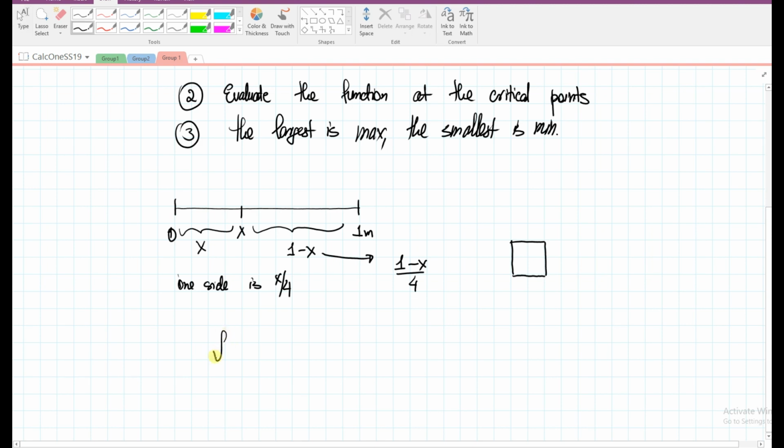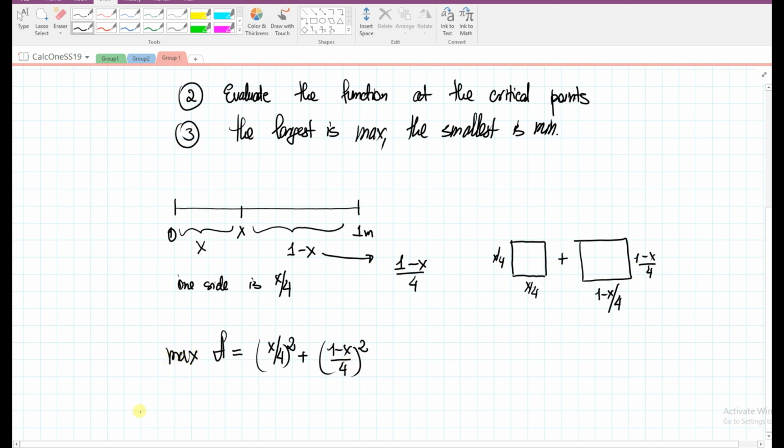So the area for the first square is equal to (x over 4) squared, right? Because we need to multiply the width by the height, right? So (x over 4) squared. The area for the second one is ((1 minus x) over 4) squared, right? So we need to maximize this function with respect to x, okay?